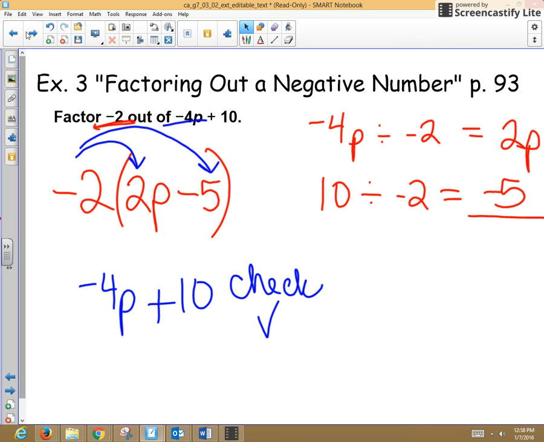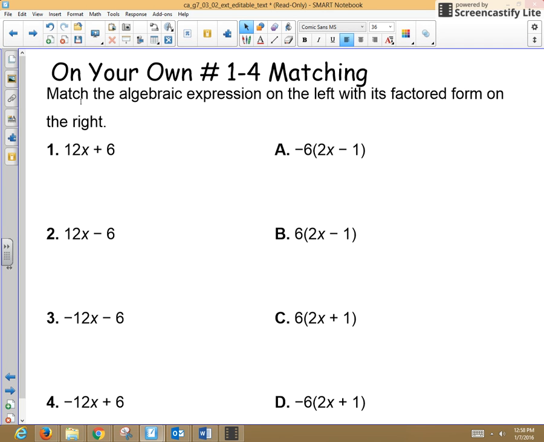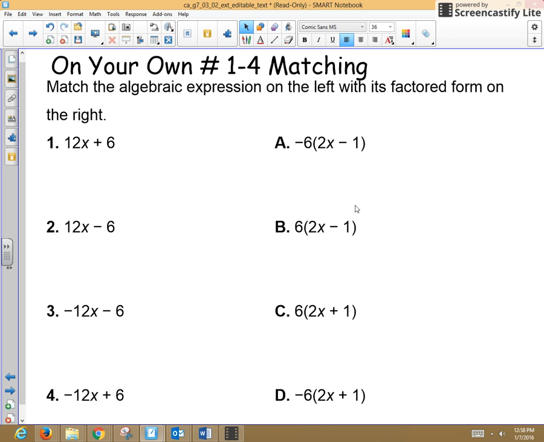Okay, at this time, I would like you to try on your own numbers 1 through 4. This is a matching problem. And then you will have some classwork activities to work out with your partner.